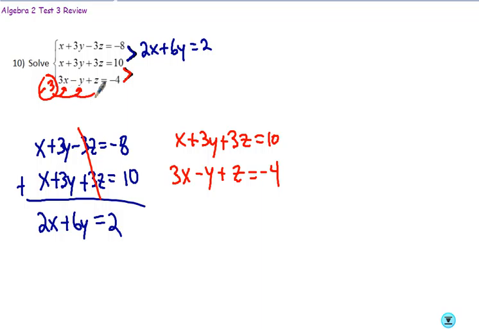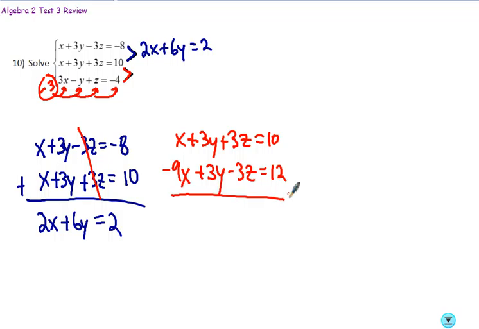And what I'm going to do, because this is going to take up a lot of space, is erase this part of it, and then do the multiplication here mentally. So negative 3 times 3x would be a negative 9x. Negative 3 times negative y would be a positive 3y. And then negative 3 times z would be a negative 3z. Make sure you go all the way across. Negative 3 times negative 4 would be a positive 12.